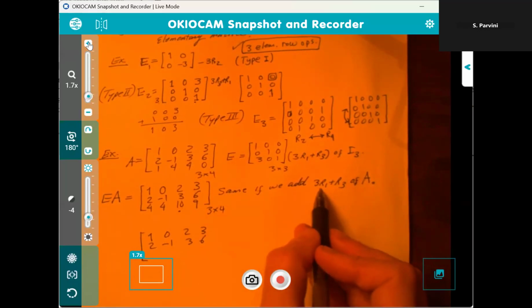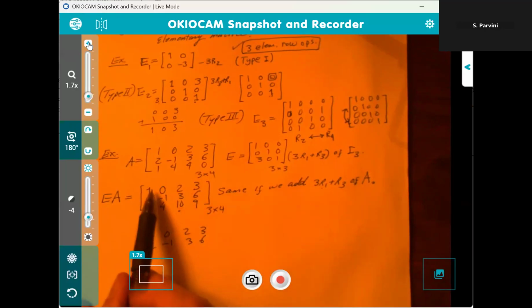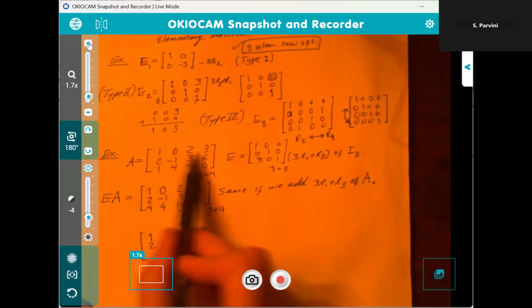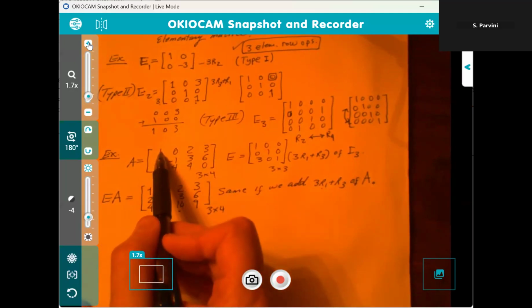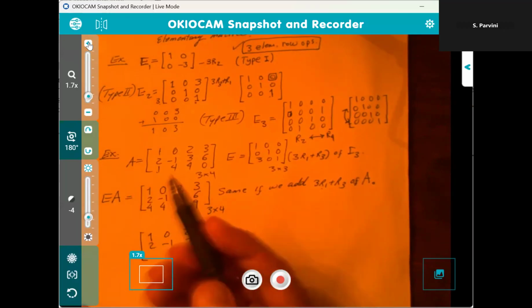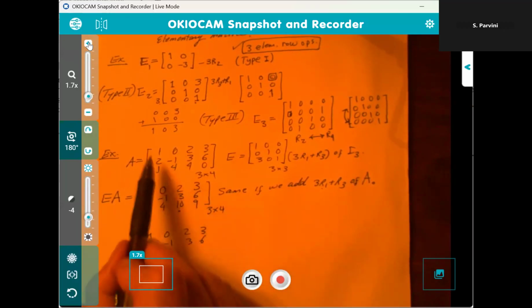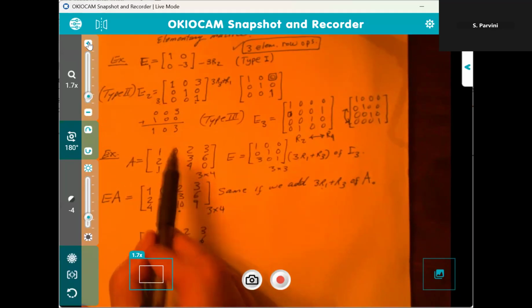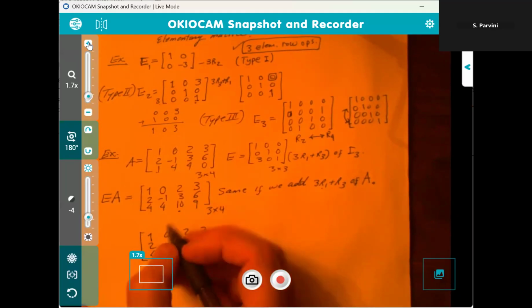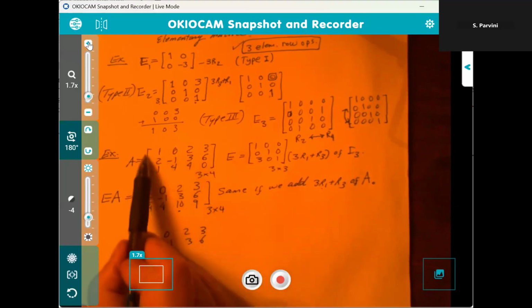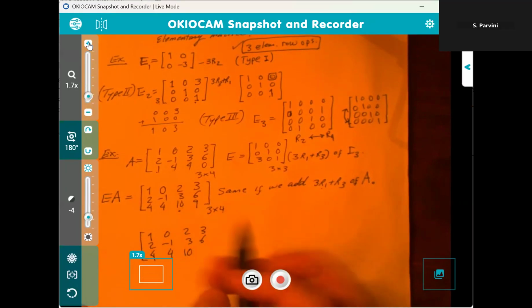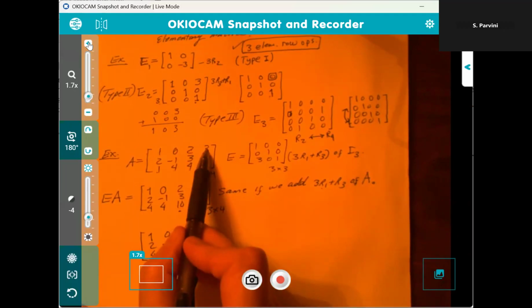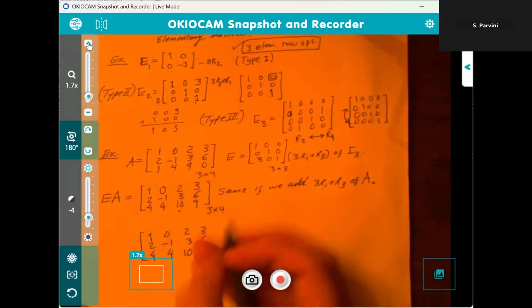I'm going to go 3 times row 1. That's 3 times this row. Add it to row 3. Add it with this row. 3 times this plus this. 3 times 1 is 3 plus 1, 4. 3 times 0 is 0 plus 4 is 4. 3 times 2 is 6 plus 4, 10. 3 times 3, 9 plus 0 is 9.